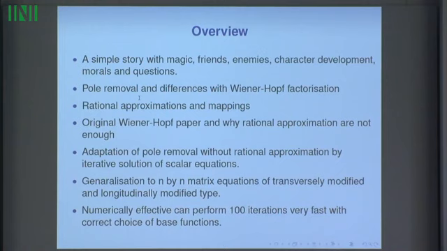And the reason the answer is no dates back to the original paper of Wiener-Hopf, and the mistake that they have in that paper is very much related to the answer why rational approximations are not the answer to everything. And then going on forward from that, I will look at how one can generalize the pole removal method to functions which are not rational.